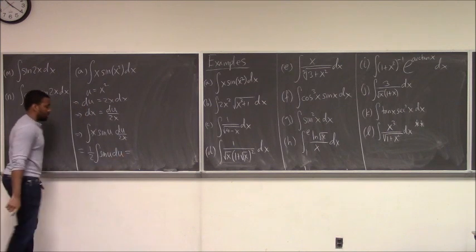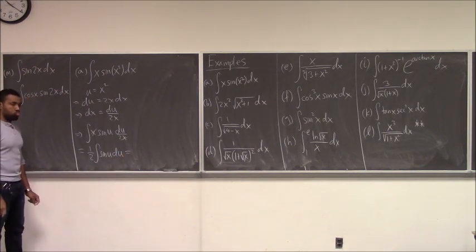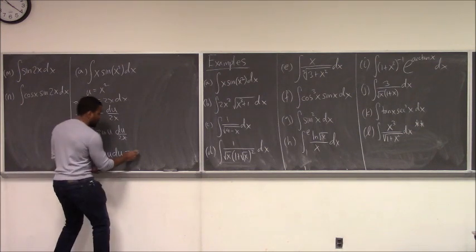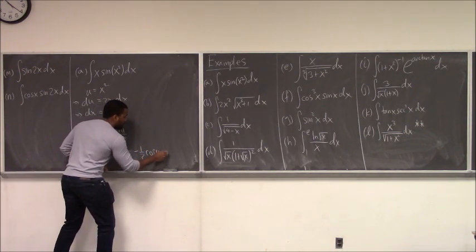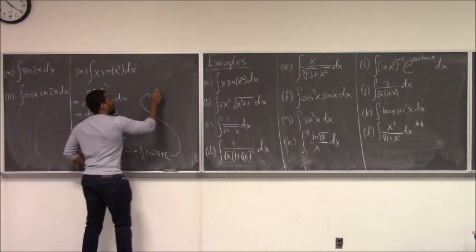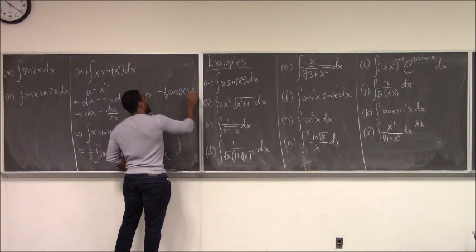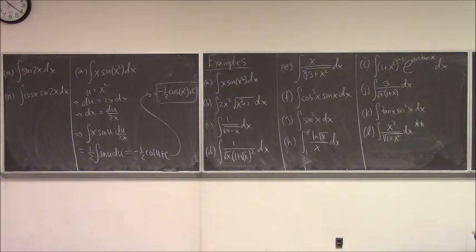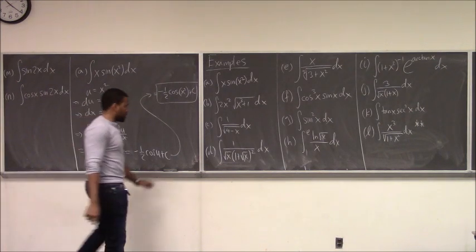And what's the integral of that? What's the integral of sine of u? Negative cosine. It's negative cosine of u. So minus 1/2 cosine u plus c, which of course we back substitute: minus 1/2 cosine of x squared plus c. And it should be clear that if you differentiate that, you would actually get x times sine of x squared.